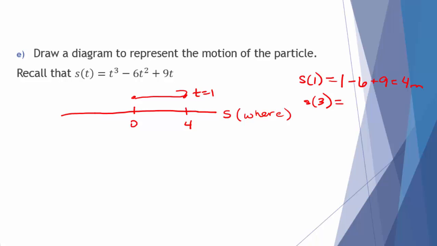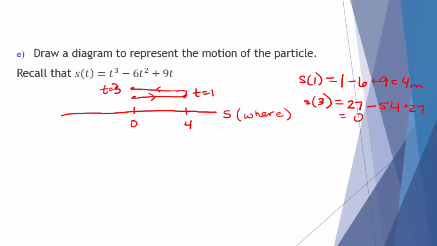So when I plug in 3, we get 3 cubed, which is 27, minus 6 times 3 squared, so that'll be 54, plus 9 times 3, which is 27. So it turns out my position at time 3 seconds goes back to 0. So it goes to here. It goes back to a position of 0, and that's at a time of 3. So it's traveling this way between these two times and this way in between these two times.